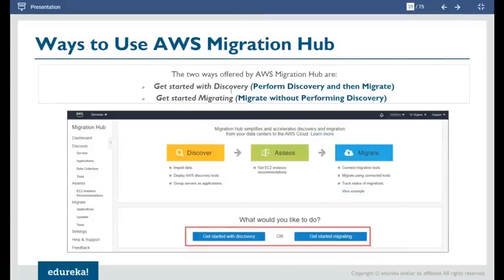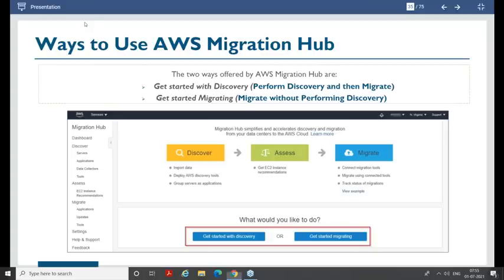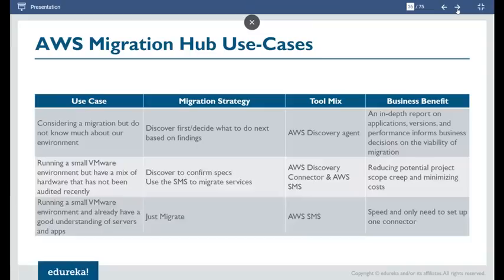There are two ways, as I was telling: get started with discovery, get started migrating. Get started with discovery is nothing but perform discovery and then migrate. Get started migrating is migrate without discovery. Now, what difference does it make? If you have good awareness about your on-premise infrastructure, then you can directly migrate. If you don't have good knowledge or understanding about your on-prem infrastructure, then it is recommended you perform discovery first and then perform migration. So that is what this strategy is all about. Different use cases tell which approach to use.